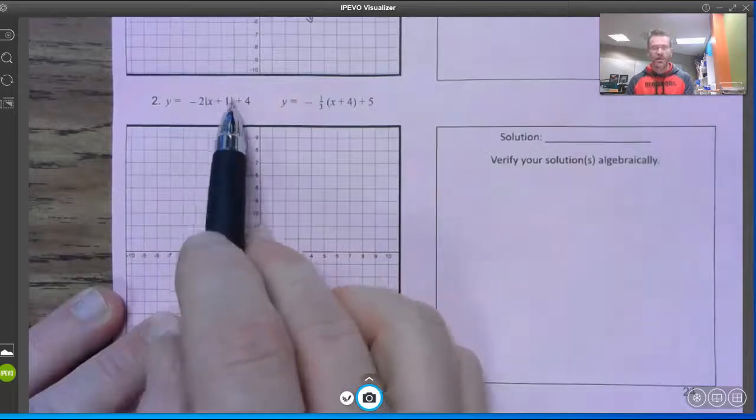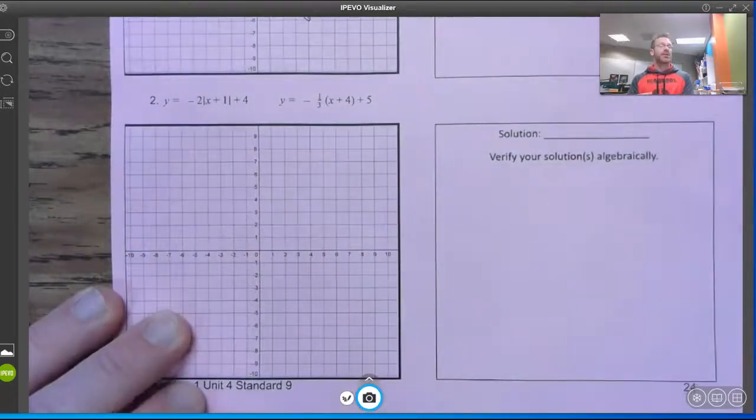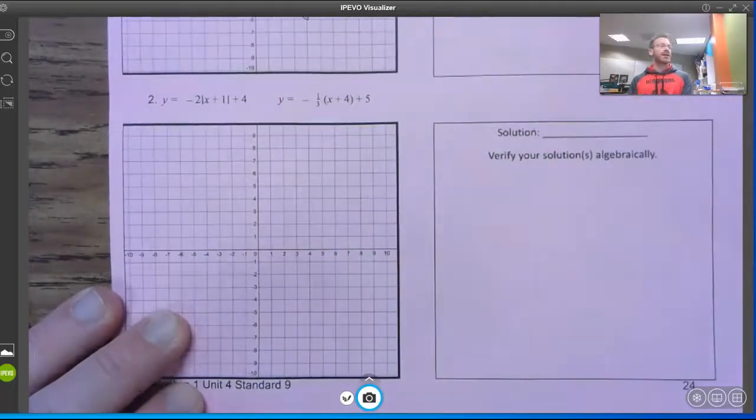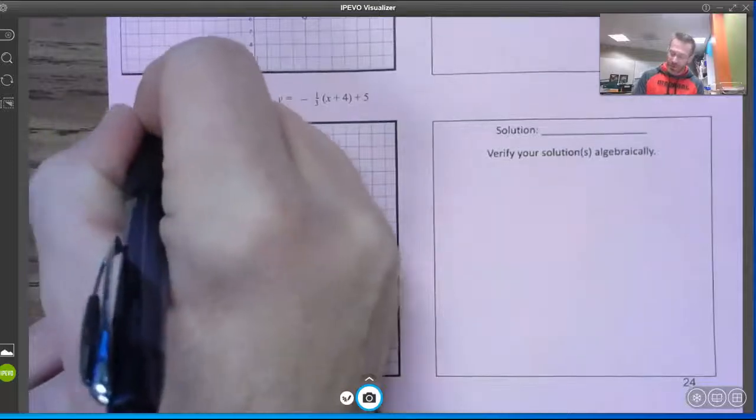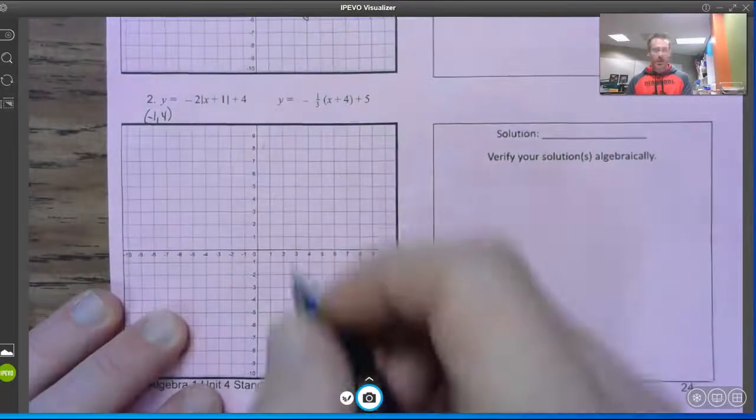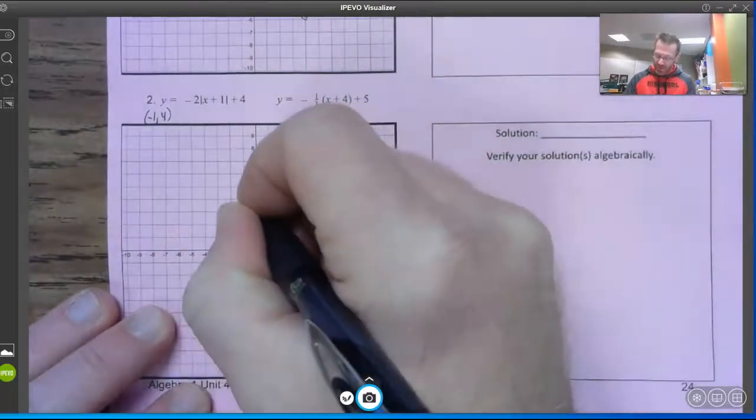We see the bars, right? Those are absolute value bars. So this is an absolute value graph, and we know it should look like a V before we begin. Then we begin with identifying the vertex. It is negative 1, 4, all right, is my vertex. So negative 1, positive 4.